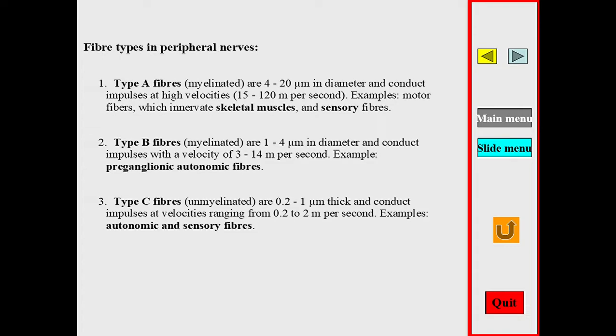The final type is the type C fibers. Unlike the two other types, they are unmyelinated fibers, so we expect less diameter and less conducting velocity. Their diameter is 0.2 to 1 micron, and velocity of conduction is 0.2 to 2 meters per second. Examples are the autonomic and sensory fibers. So this classification depends on the diameter, conduction velocity, and myelination of those fibers. All three types of fibers are of the peripheral nerves, not within the central nervous system.